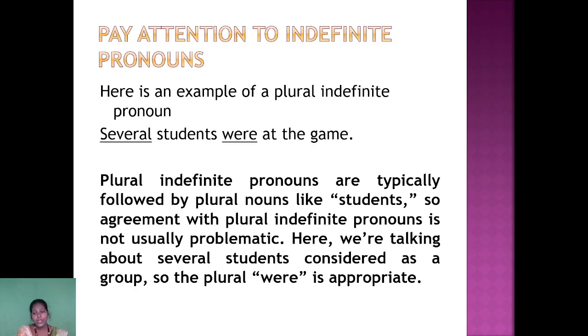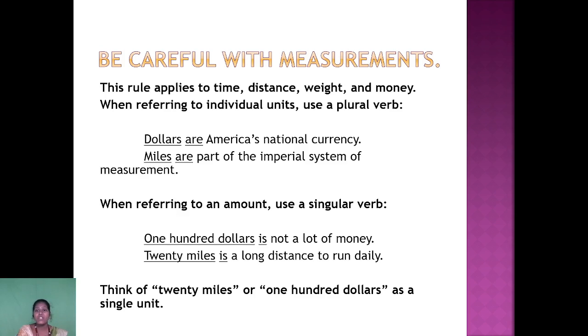Plural indefinite pronouns are typically followed by a plural noun like students. So agreement with plural indefinite pronouns is not usually a problem. Here we are talking about several students considered as a group, so the plural verb is appropriate. Students is also considered a plural form. Several students, whatever it is, we must use the plural form of the verb, were. This is an example.